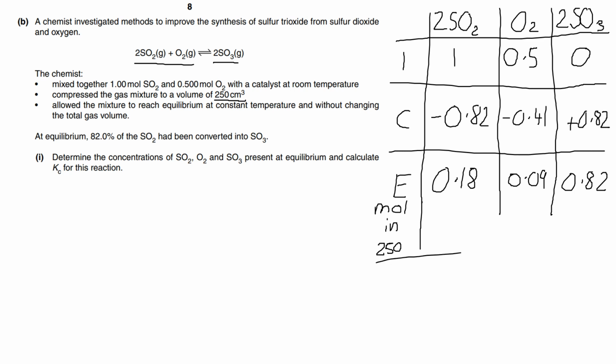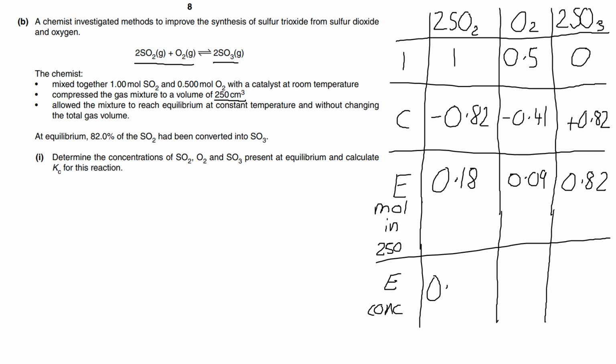So we need to work out the equilibrium concentration. Now remember that's moles per decimeter cubed, whereas there's 1,000 centimeters cubed in a decimeter cube, so we simply times these by 4. So that gives you 0.72, 0.36, and what would that be, 3.28.